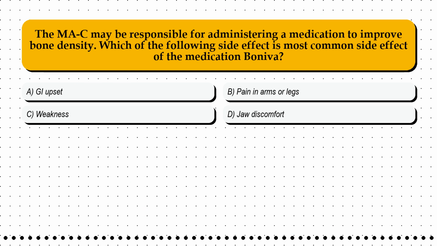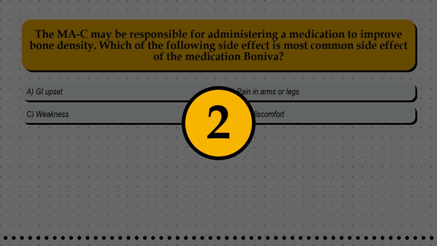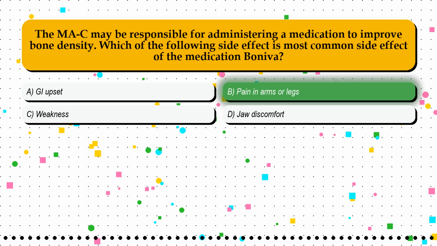Question 153. The MACE may be responsible for administering a medication to improve bone density. Which of the following is the most common side effect of the medication Boniva? Option A, GI upset. Option B, pain in arms or legs. Option C, weakness. Option D, jaw discomfort. The correct answer is option B, pain in arms or legs.